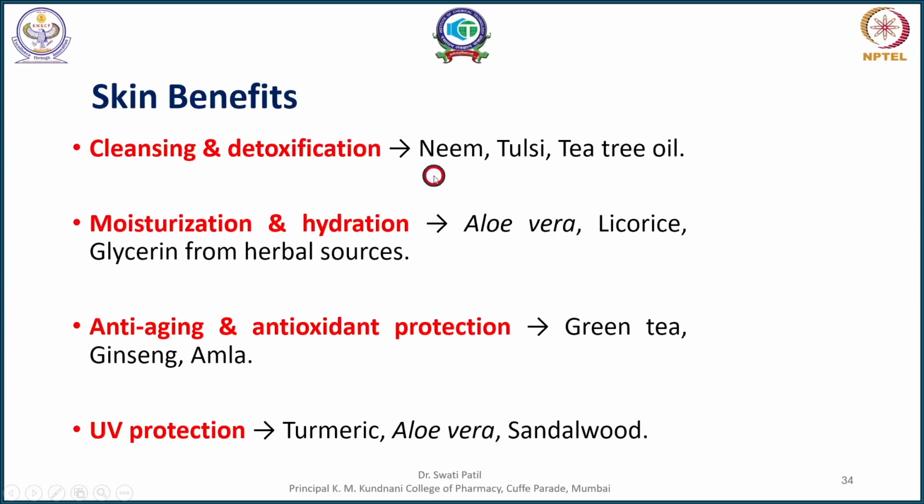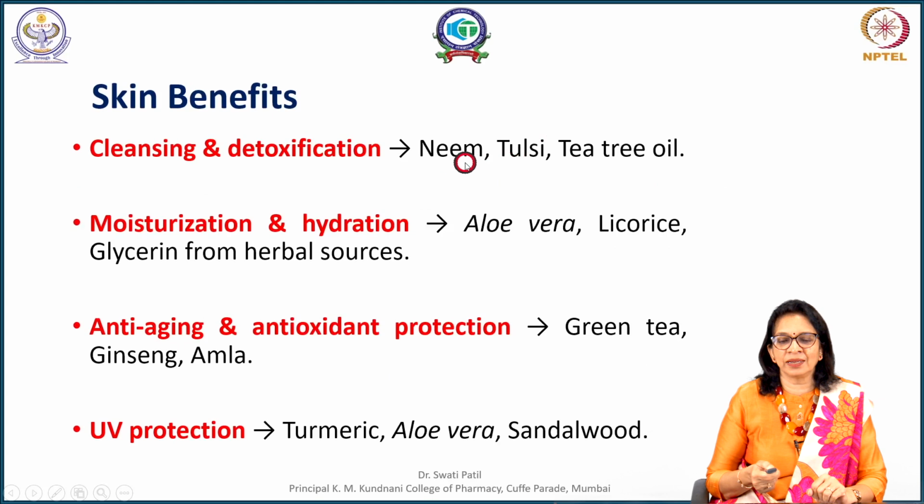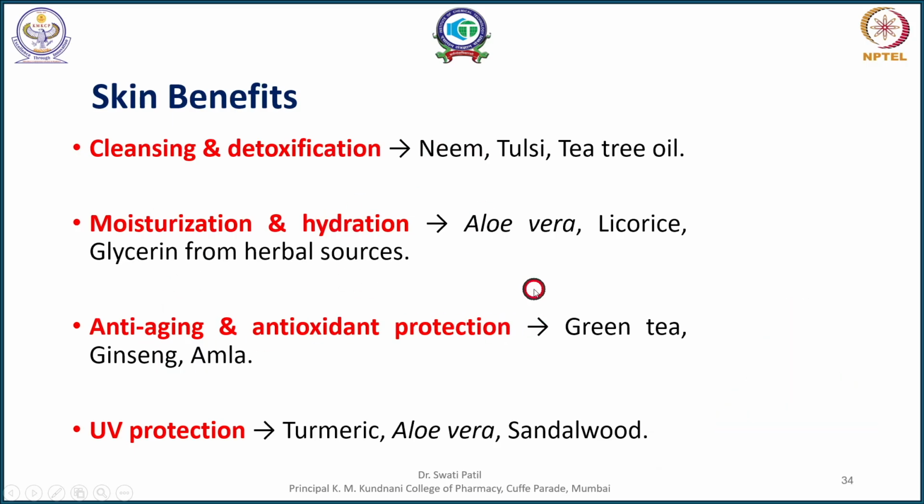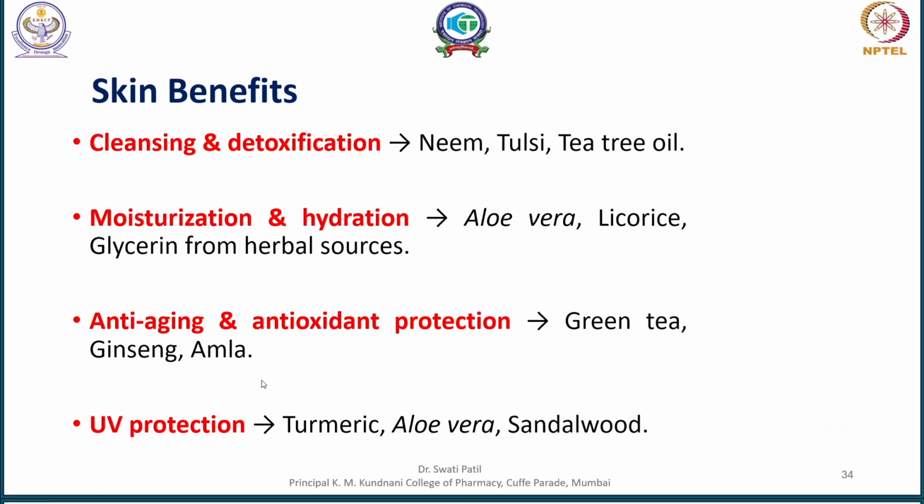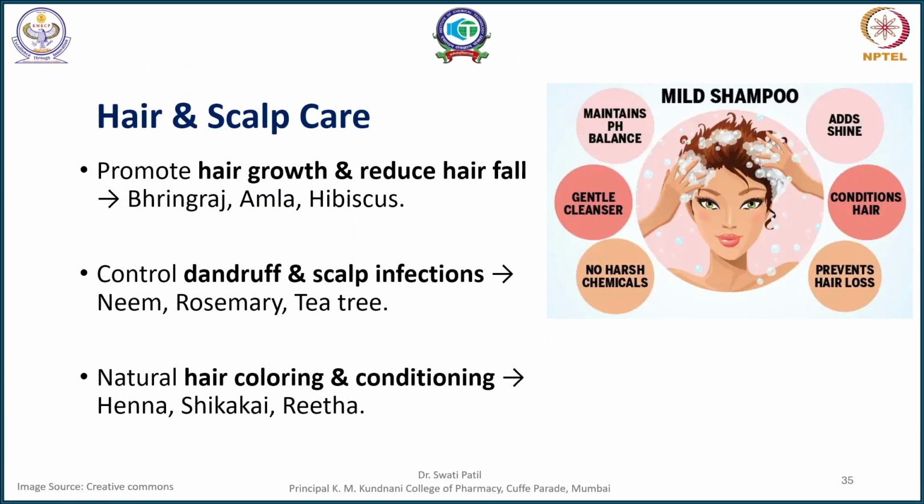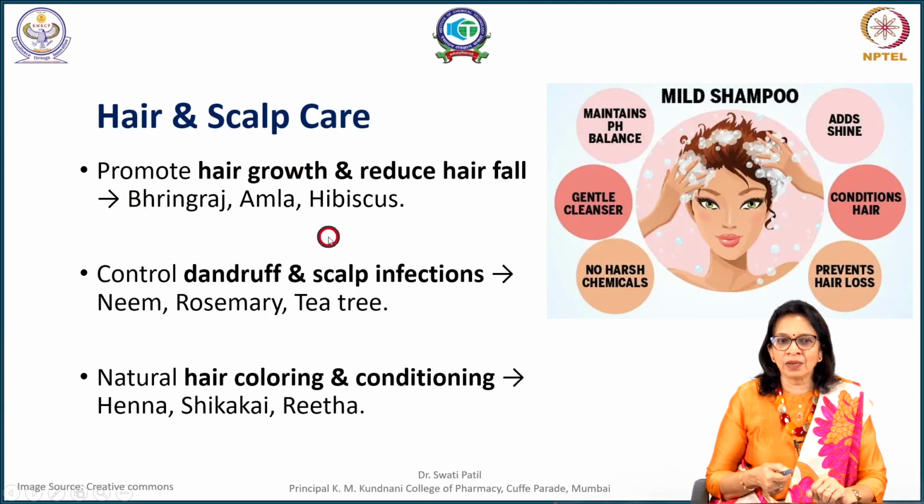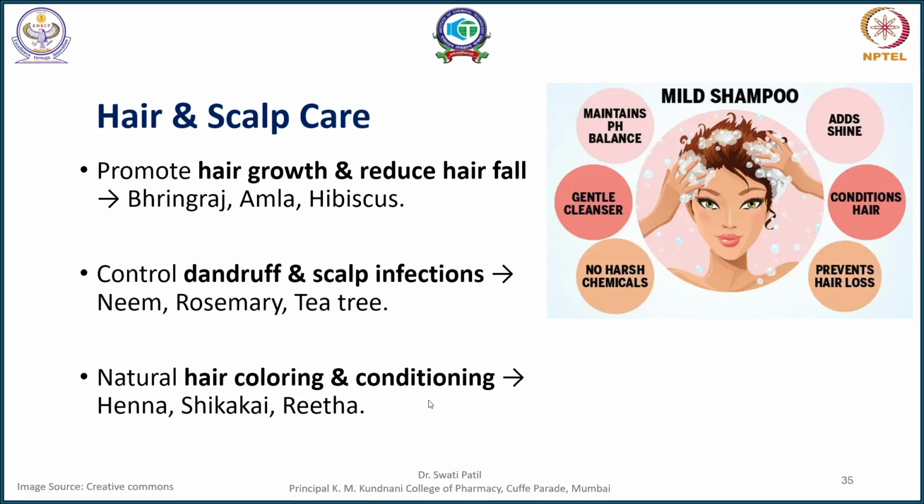So, all these herbal extracts like neem, tulsi, tea tree oil are used as cleansing and detoxification agents, moisturizers and hydrators, anti-aging and antioxidants and for UV protection. For hair and scalp care, more herbs: bhringraj, amla, hibiscus to control dandruff, neem, rosemary and tea tree oil, and natural hair coloring and conditioners are henna, shikakai and reetha.